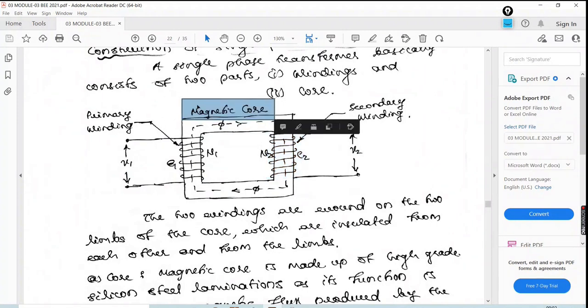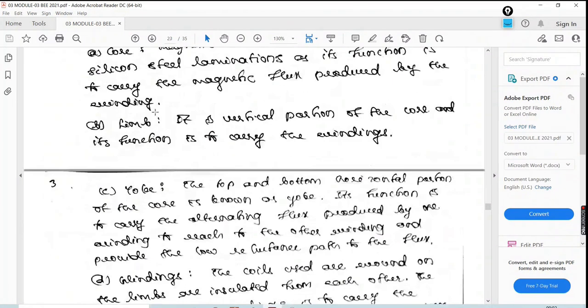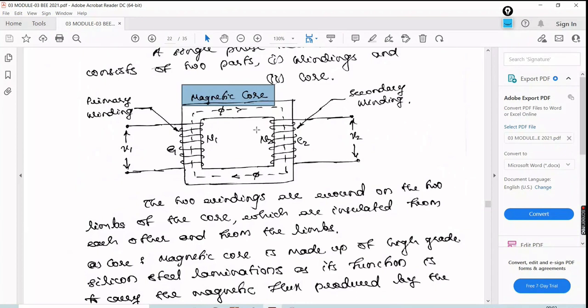The core is made up of silicon iron with a high permeability itself, in order to carry more magnetic flux in it. Limb is nothing but the vertical parts of the core; they are called limbs. That itself will carry the winding.